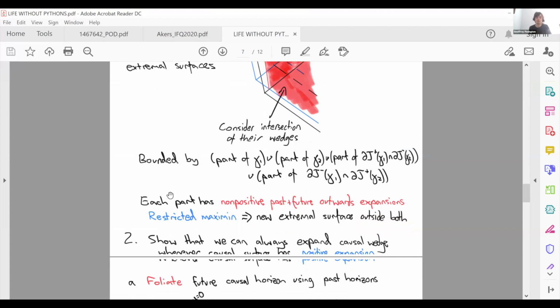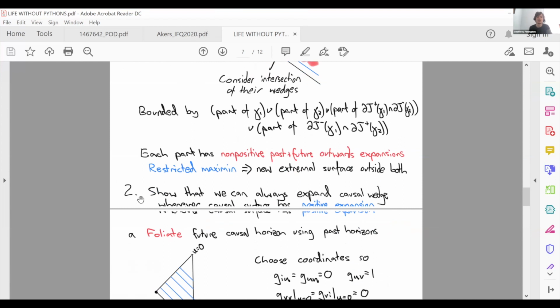The hard part is going to be this step 2, which is going to be trying to show that if we have some causal wedge that has positive expansion at the causal surface, then we can sort of fiddle around with our boundary conditions in order to make the causal wedge bigger. Basically our argument is going to be trying to show that we can always do that whenever it's positive expansion. And so the only thing that can stop us doing it is to have 0 expansion, and hence in both past and future outwards direction, and hence to have reached the outermost extremal surface.